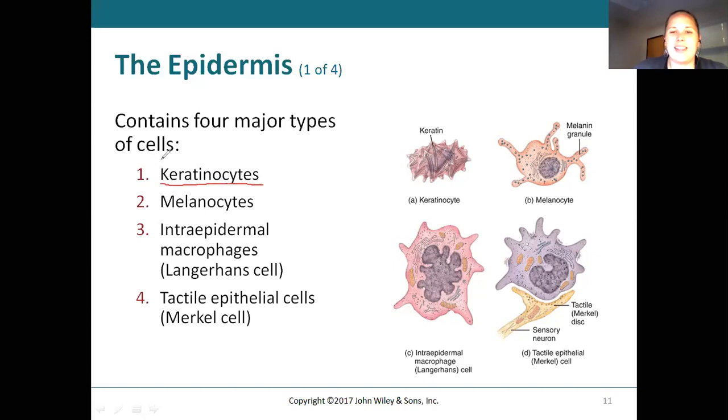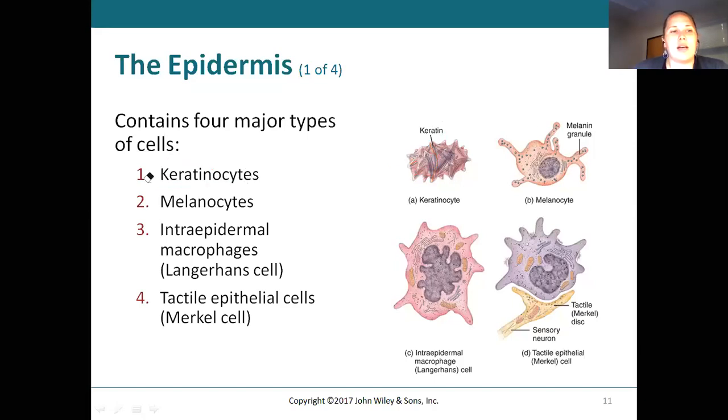If we break down the word, the root meaning of keratin is horn, so these look like horn cells, which makes sense if you look at what a keratinocyte looks like. You can see how it has those spiky projections on it. This is about 90% of the epithelial cells. Keratin is a tough fibrous protein that provides structure to these cells. Keratinocytes are the majority of the types of cells that we'll see here.